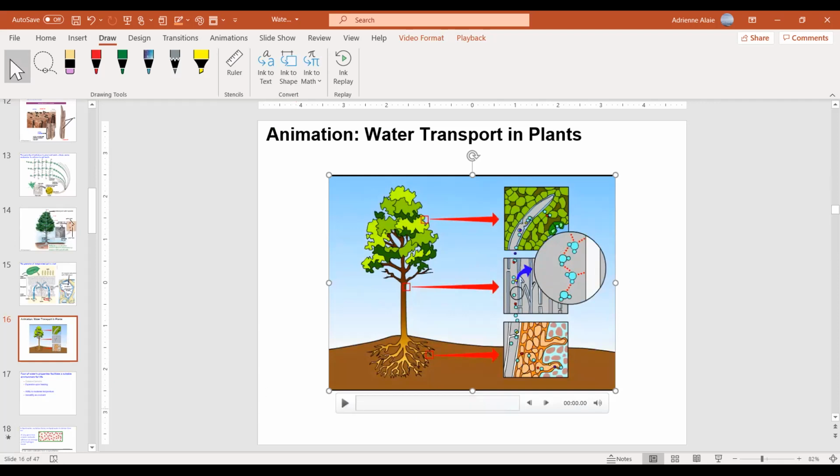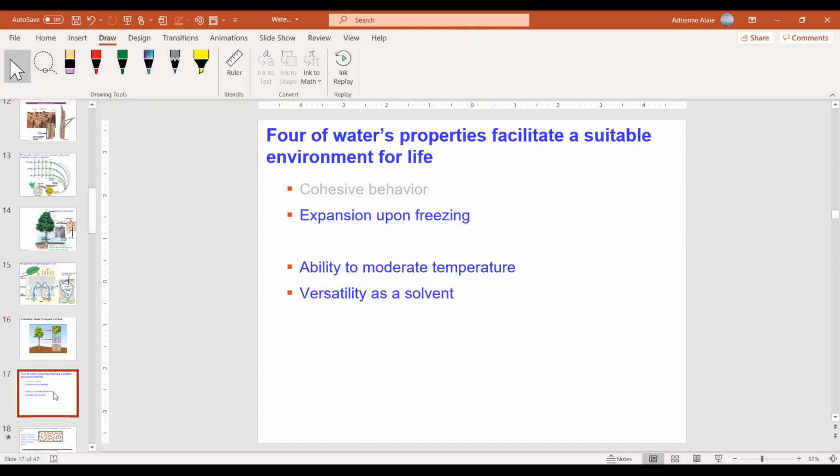Okay, so maybe that helps a little, or to at least see them moving up in the chain and just allowing you to know that they're all connected to each other. Okay, so we've dealt with cohesive behavior a little bit, as it relates to surface tension, and we saw that also in the water transport. And now let's look at one of the amazing properties, which is that water expands upon freezing.